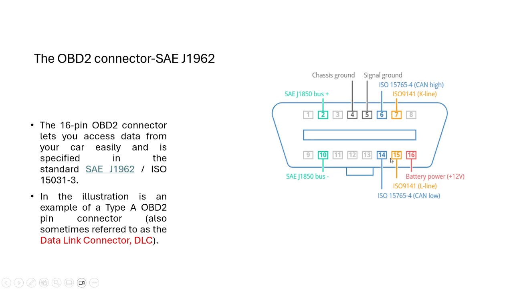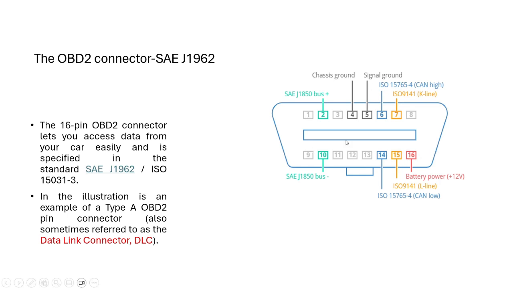Pin 6 and 14 are used for the CAN bus or CAN communication protocol. Pin 6 is called CAN high line and pin 14 is CAN low line. And pin 7 and 15 are used for K line communication protocol, where pin 7 is called K line, whereas pin 15 is called L line. Pin 16 is the battery power. It has to be connected to a 12 volt battery.